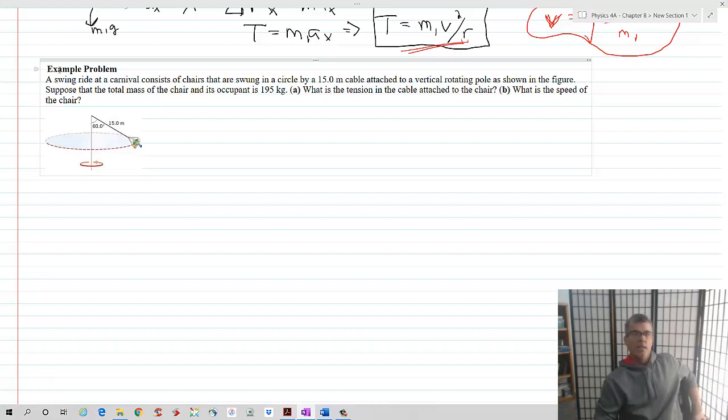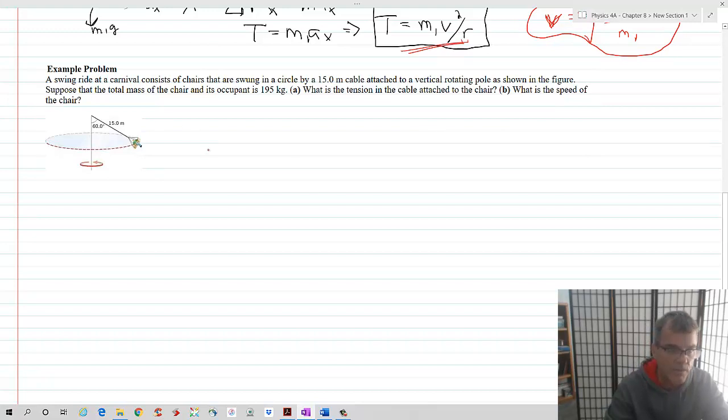So here, keep in mind again, we've got somebody moving in a complete circular path. I know that the sum of the forces acting towards the center of the circular path has to be ma, and a is v squared over r. In this case, I've only got two forces acting on the chair and the person combined: tension and gravity. So if I draw a free body diagram, I've got tension and I've got gravity, mg.